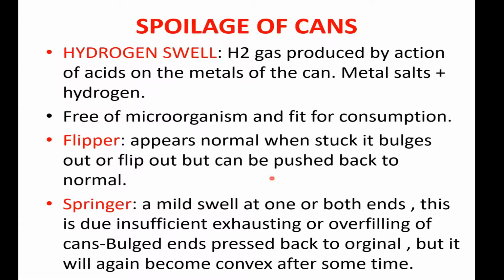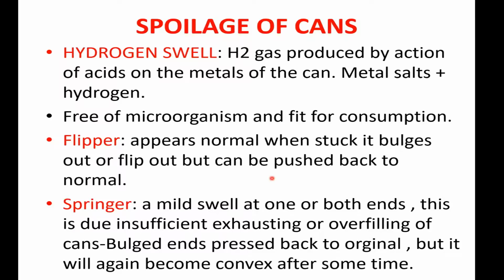Here the hydrogen gas is produced when acids, for example citric acid from lemon, are used and you are doing the canning. What happens is these acids can react with the metal if the tin coating is not proper. It will react with the iron, because the can is made of steel, and forms metal salts plus hydrogen. So there will be a release of hydrogen gas. You know that when acid reacts with a metal, it forms metal salts plus hydrogen.